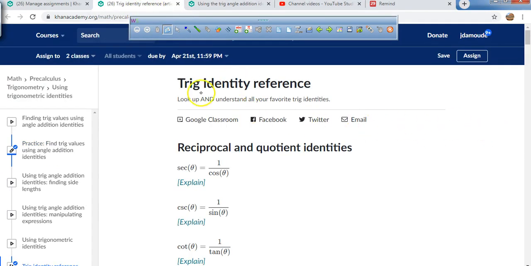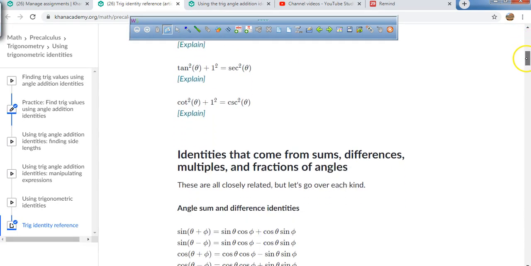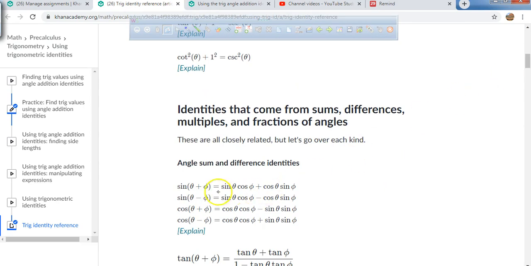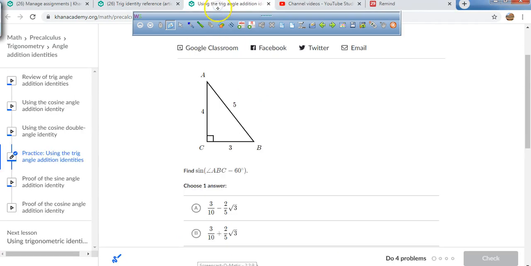So I'm going to go over to this little trig identity reference chart and make sure I go over to the angle addition. If you scroll through this, I would just write these down in your journal. We're going to be using these formulas right here, the angle sum and difference identities, as we solve the problems. So it's always helpful to have those handy whenever you're trying to solve these particular problems.